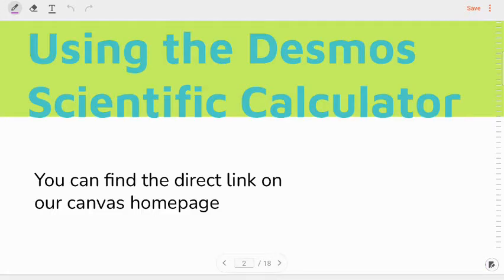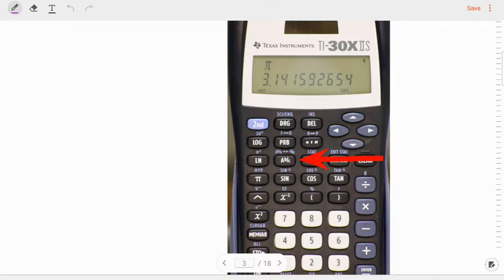To get started, I want to give you the opportunity to log on to the Desmos Scientific Calculator. That's what we're going to be using today. You can find the direct link on our Canvas homepage, or you can just search on Google Desmos Scientific Calculator and it should come right up. You are also welcome to use an actual handheld calculator if you have one and would like to use that.